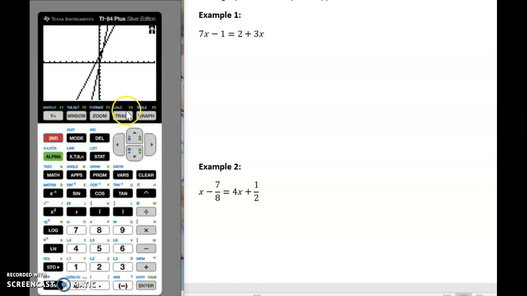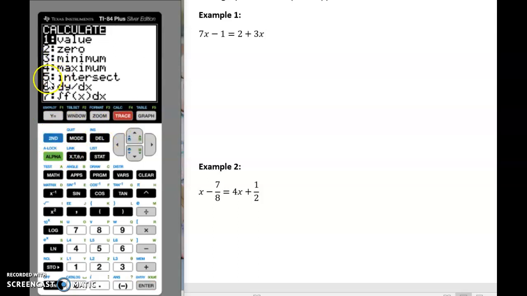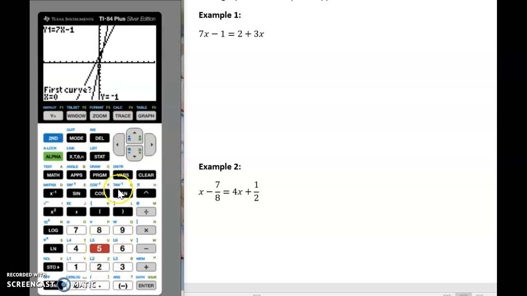So press second, trace, go down to option 5, the intersect, or press number 5. And then the cursor is going to go to the first curve you typed in, 7x minus 1. So you want to be pretty close to the intersection point. So only use the left or right arrows to go close to the intersection point. So here we probably don't need to move it because it's already pretty close. So I'm just going to go ahead and press enter.